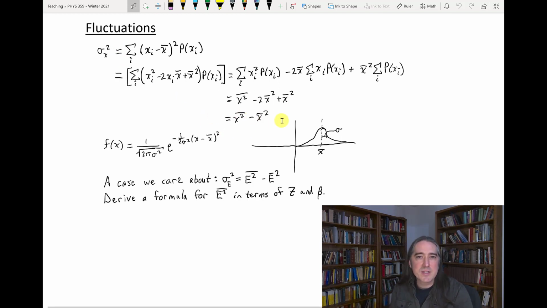That's a lot of generalities. Let's talk about a specific case we care about. What case will we care about? The energy. So again, we've got our system in thermal contact with a heat bath, or a temperature reservoir. So the temperature will be the same as the reservoir, but the energy may fluctuate. And so we want to know, how much can it fluctuate? We've got a value for sigma squared as E squared bar minus E bar squared.